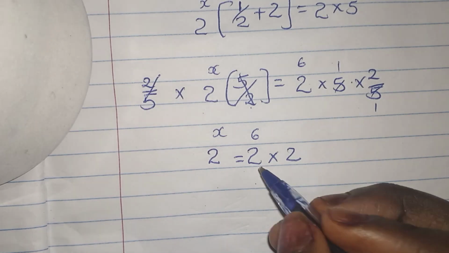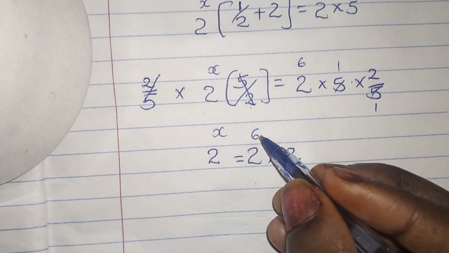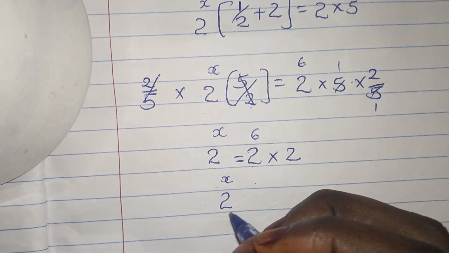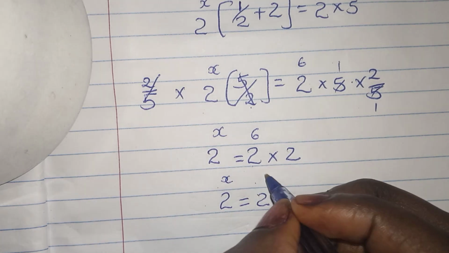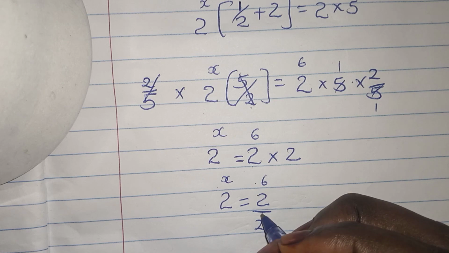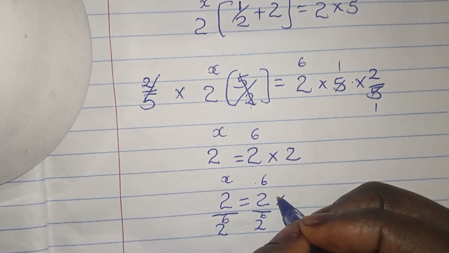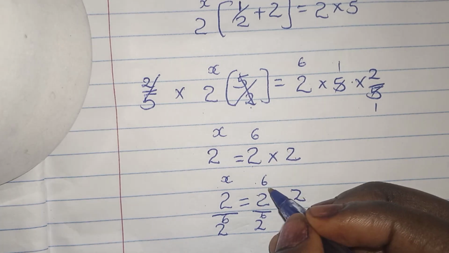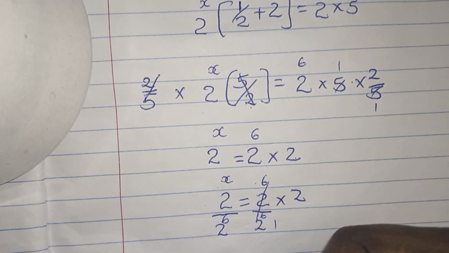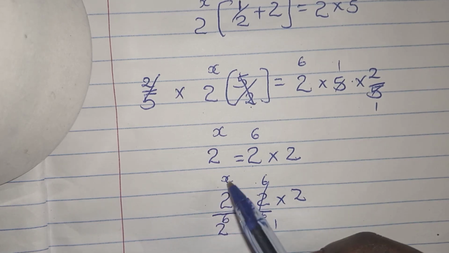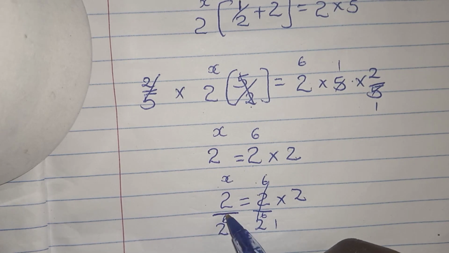My next step, I'm going to divide both sides by 2 to the power of 6. 2 to the power of x divided by 2 to the power of 6 is equal to, on this side, 2 to the power of 6 times this 2 divided by 2 to the power of 6. So these ones here will cancel, and I will remain with 2.